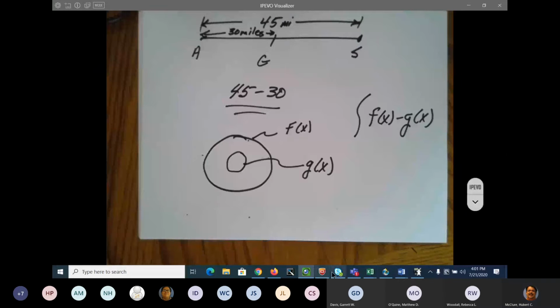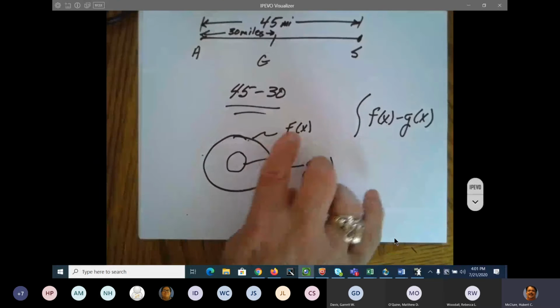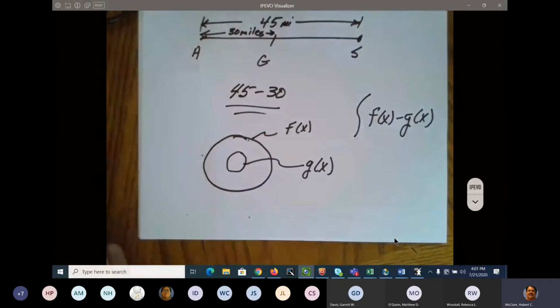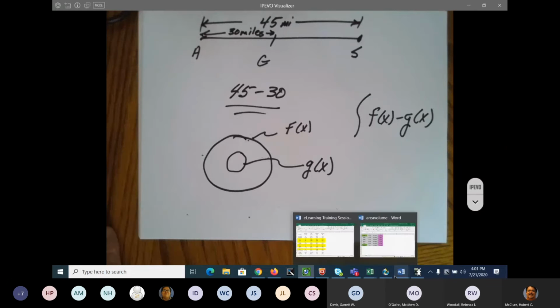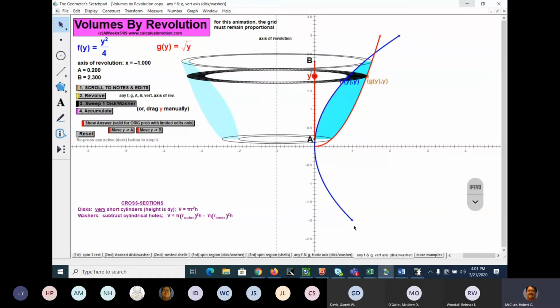Okay? And I don't really want you to see a formula. I want you to remember that you have to take the bigger function and subtract the smaller function, just like you took the bigger distance and subtracted the smaller distance. Sorry. And that's what you're going to do there.